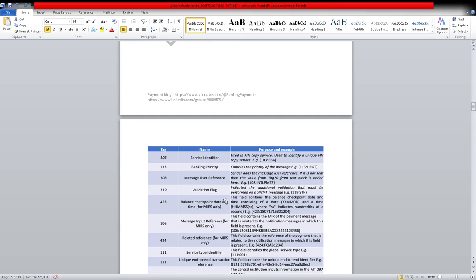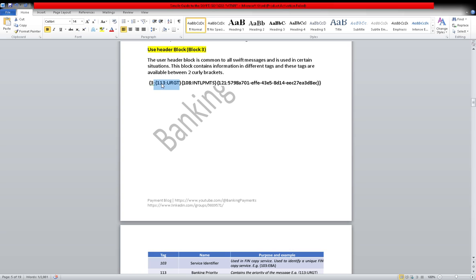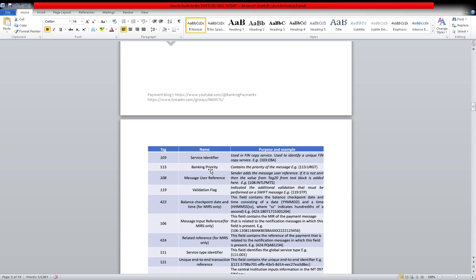113, okay, you have to remember very limited codes. I will tell you which ones you have to remember. You have to remember 113, which is mentioned here. 113 is the bank priority, it contains the priority of the message. Example: 113 urgent. You have to remember 113, because it always remains with the message.